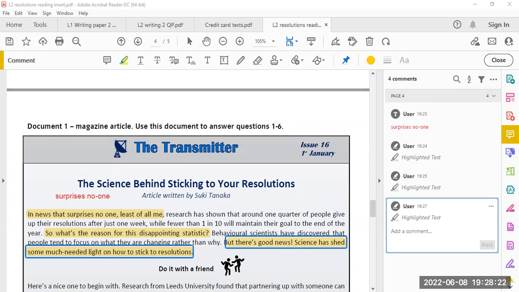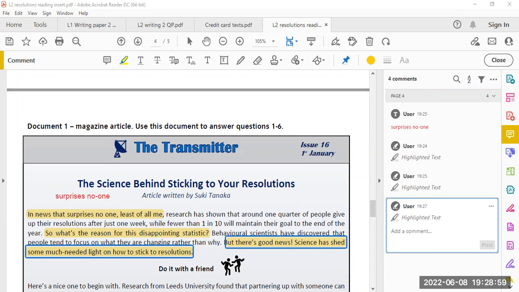So for instance, if we're going by the one that we've just done, with fact, what you would do is pick out the things that have been stated as fact there. So maybe fewer than 1 in 10 last a year. And there we go. That's how we'd answer that question.